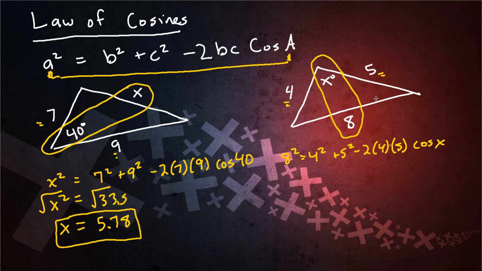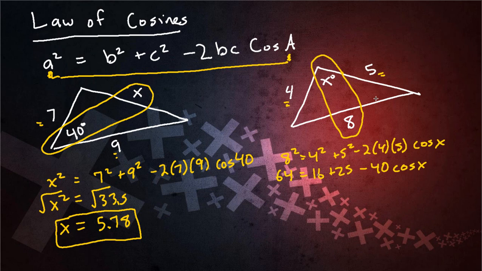Now this time, I can't just type this all in. So I'm going to do it in little pieces. 8 squared is 64, 4 squared is 16, and 25. And if you don't know these, you could type them in your calculator. And then this part, 2 times 4 times 5, that's going to be 40. So minus 40 cosine X.